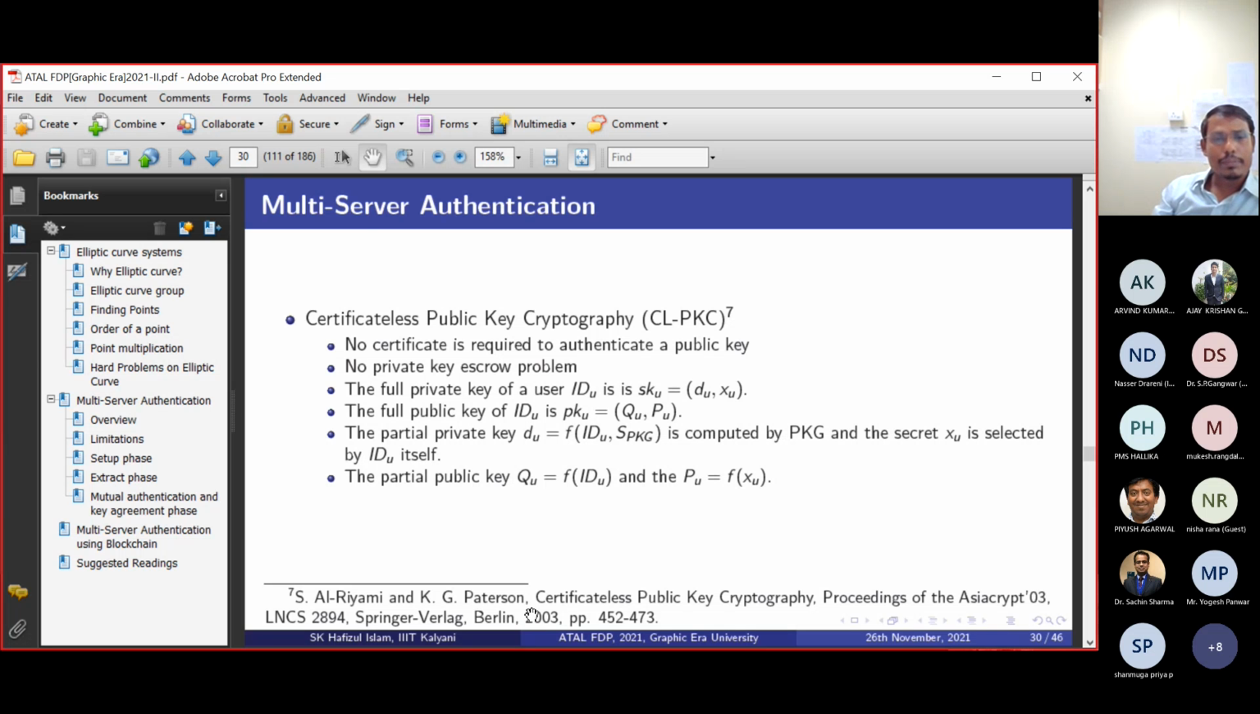There are many crypto systems designed based upon certificate-less public key cryptography. Not only multi-server authentication systems, you can design any encryption technique. In this paper, if you follow, they have designed one encryption technique as well as a digital signature scheme. So this is a very good paper, and my suggestion is to read it. You can easily understand the crypto system and how it is actually used to design public key cryptographic tools.